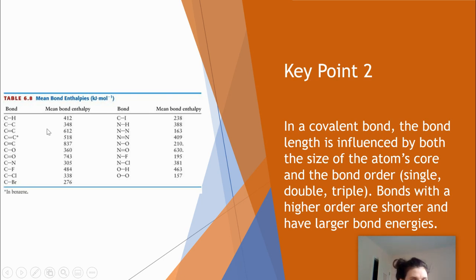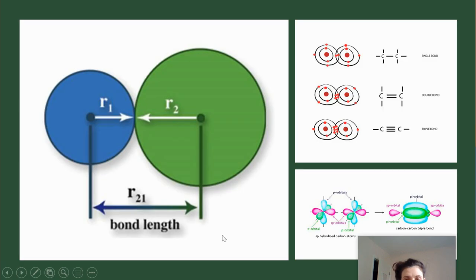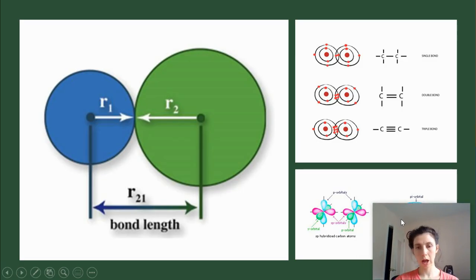When we have a C-C single bond, it has a bond enthalpy of around 348 kilojoules per mole. When we have a double bond, it has a bond enthalpy of around 612 kilojoules per mole. And if we have a triple bond, we have a bond energy of around 837 kilojoules per mole. So as we increase the bond order from single to triple, we increase the bond energy. And so this is shown here.